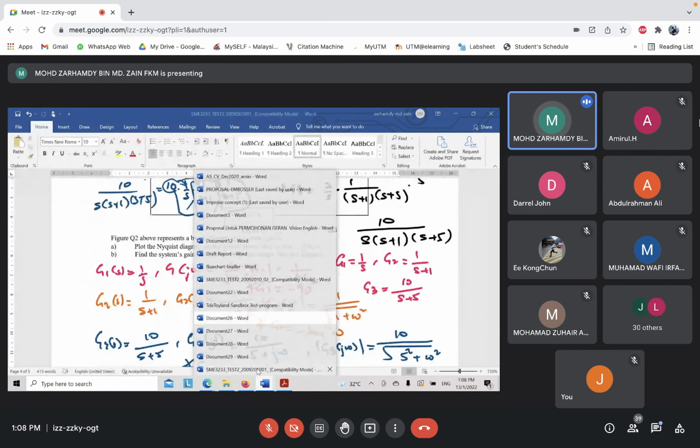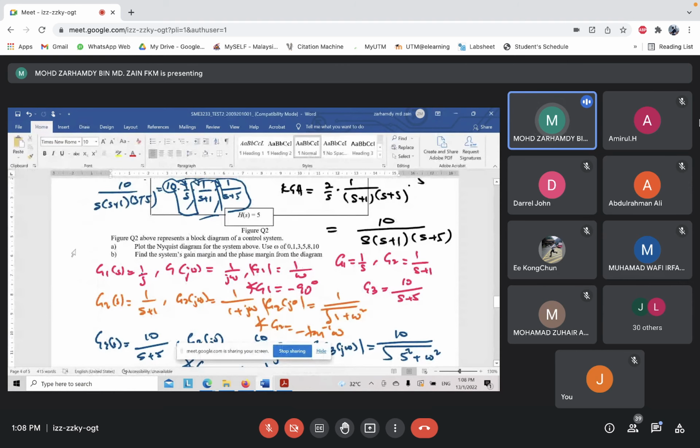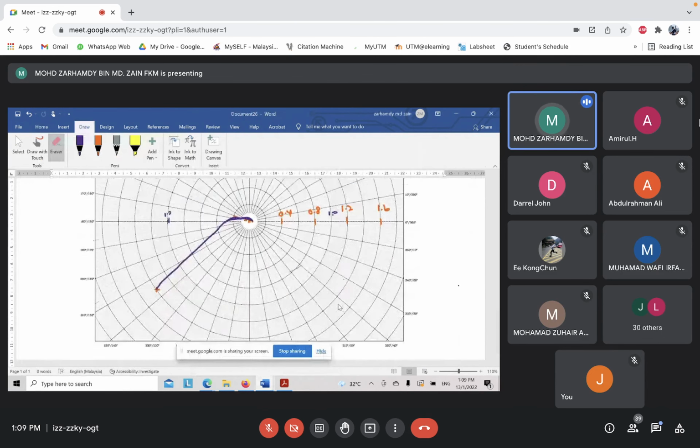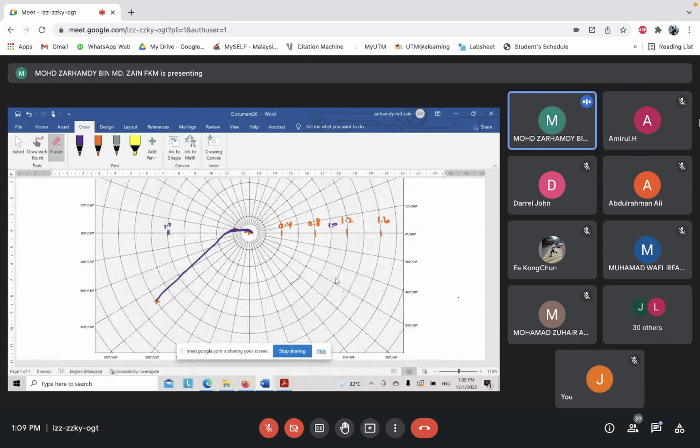The question, one more. For the question, normally just keep 2 marks in your mind. At least you have 8 marks in your hand. The 2 more marks are to find the system gain margin and phase margin from the diagram. So from the diagram, okay, now you will get this. Okay, what is this? Let me zoom a bit.